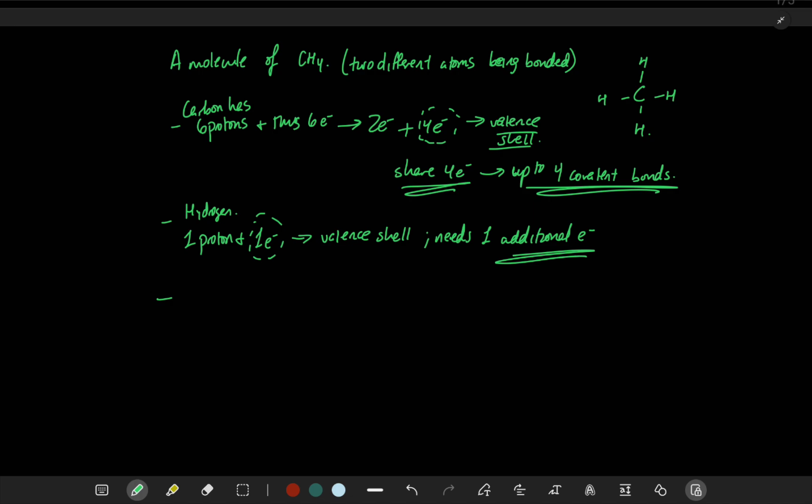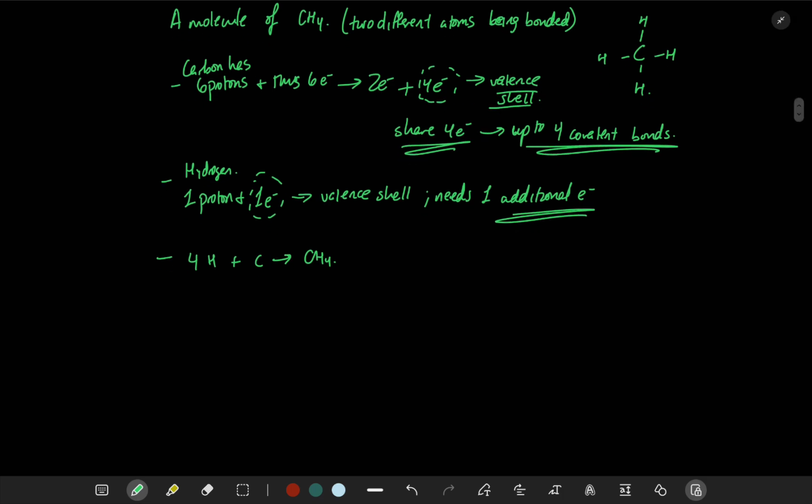when 4 hydrogen atoms and 1 carbon atom come into close proximity with each other, they react and form methane. So we have 4 hydrogen atoms plus a carbon, and that's going to result in the formation of methane, right? So again, because carbon has 4 electrons in its valence shell, it needs 4 more. Hydrogen has 1, it needs 1 more, and so carbon can form up to 4 bonds with 4 different hydrogen atoms so that both of them can satisfy the octet rule, even though we said that hydrogen is an exception, but you guys get the point.